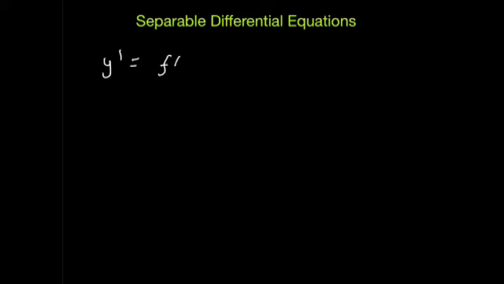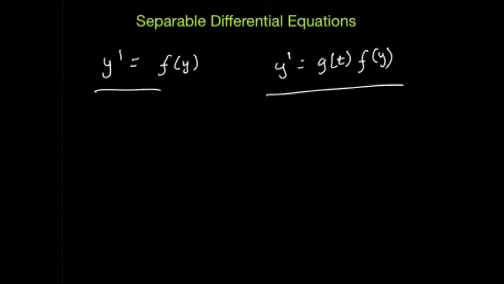We will have equations of the given form. So we will have y prime equal f of y, or we can have y prime equal g of t times f of y. So we can have these two forms. I'm going to cover one example for each. So let's jump into the examples.